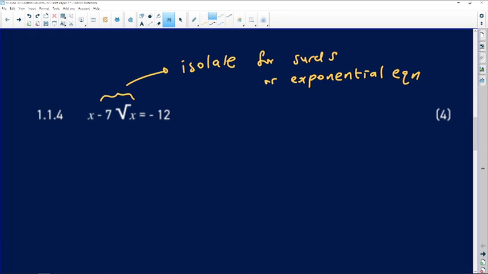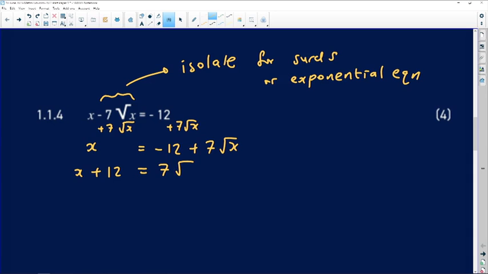Now I'm going to add the 7 root x on both sides of the equation. When I do that, it's going to leave me with x on the left hand side. If I add 7 root x on the one side and also add 7 root x on the other side, okay, the 7 root x on the left hand side will disappear, and I'll just be left with negative 12 plus 7 root x. Now after that, I don't want the negative 12. I'm just going to add 12 on both sides of the equation. That is going to leave me with x plus 12 is equal to 7 root x.